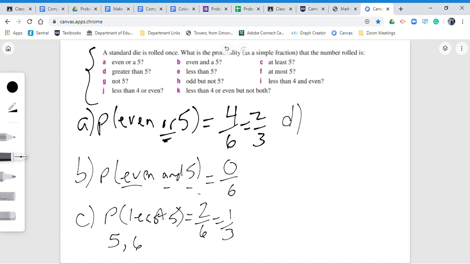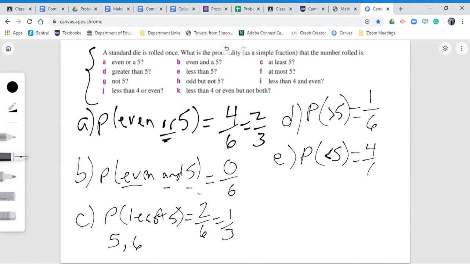D, greater than 5. What's the probability of a number on a standard dice being greater than 5? I can only think of one number that could be greater than 5, and that's a 6, so that's 1 out of 6 chances. E, less than 5. 5 cannot be less than itself, but 1, 2, 3, and 4 can all be. So the probability of something being less than 5 would be 4 out of 6, or a 2/3 probability.